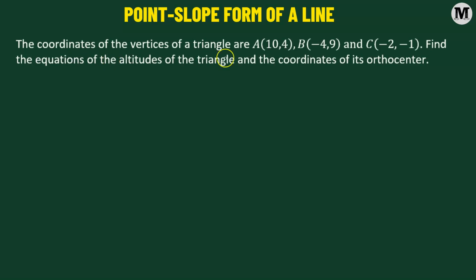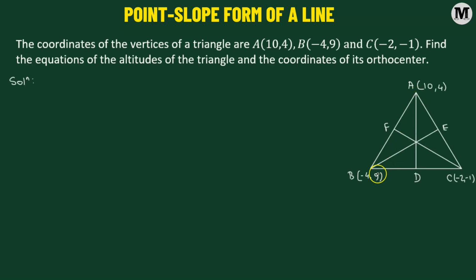The coordinates of the vertices of a triangle ABC are given to us. We need to find out the equation of the altitudes of the triangle and the coordinates of its orthocenter. So let us begin by first constructing a triangle with its altitudes.